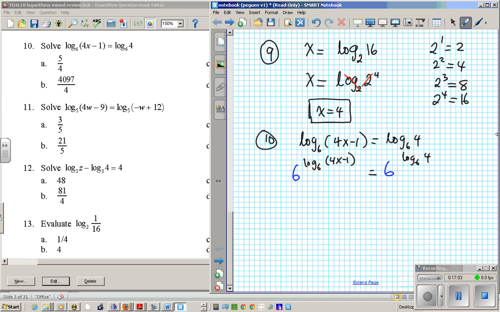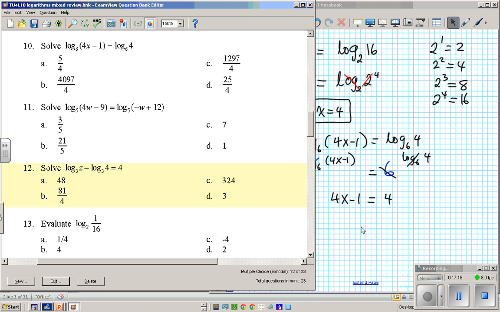Alright, so what happens on the left side? The 6 and the log cancel out. You're going to be left with 4x minus 1. And on the right side, the 6 and the log cancel out. You're left with 4. So we're going to solve this equation for x, and that will be our final answer.